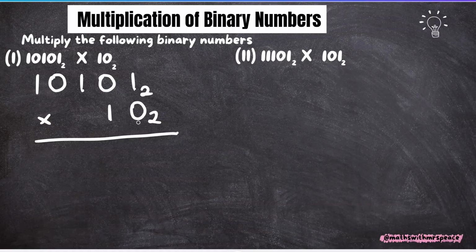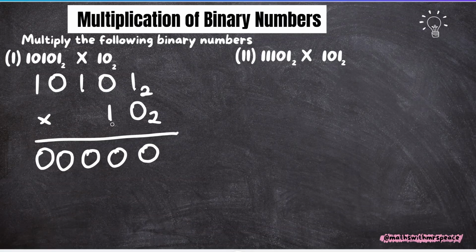Start with the first number here. 0 times 1 will give us 0. 0 times 0 will give us 0. 0 times 1 will give us 0. 0 times 0 will give us 0. And 0 times 1 will give us 0. We finish multiplying all the first number by 0.